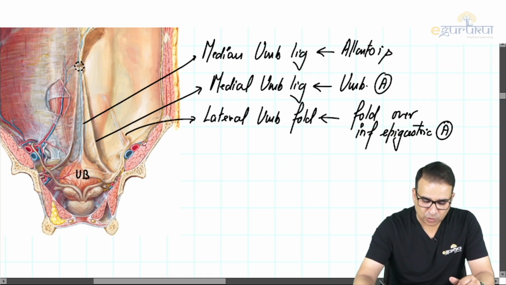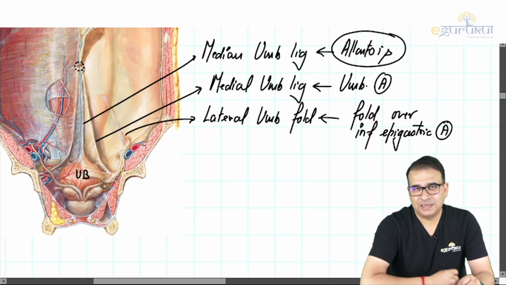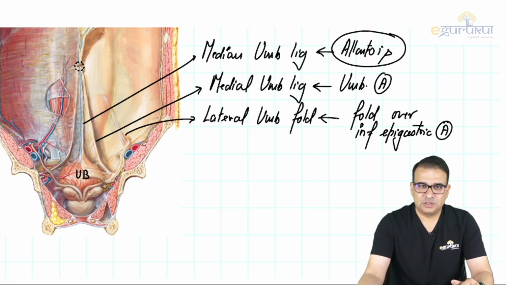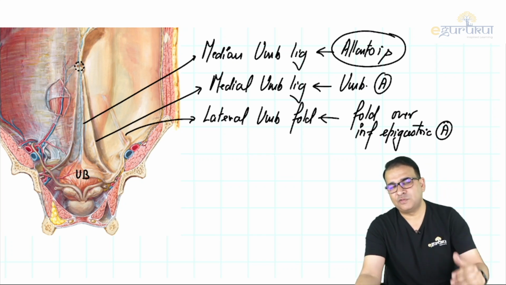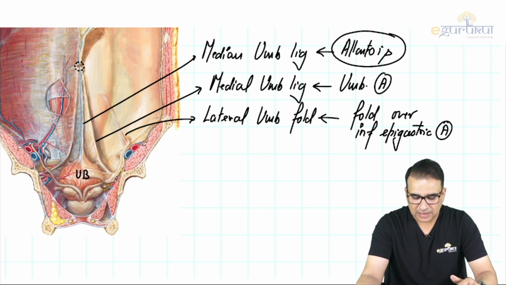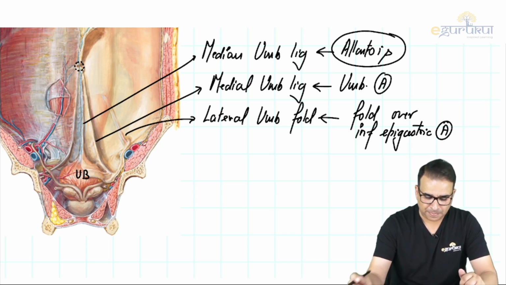So this time it was about the allantois, which was marked in the craniocaudal folding of the embryo image that was given, and the answer is median umbilical ligament. But let's say if there was a medial umbilical ligament, you will say it's a remnant of the umbilical artery. If it's a lateral umbilical fold, it's a fold present over the inferior epigastric artery.